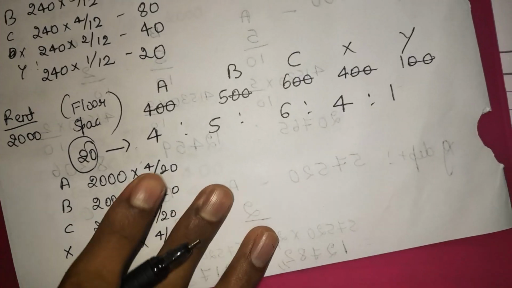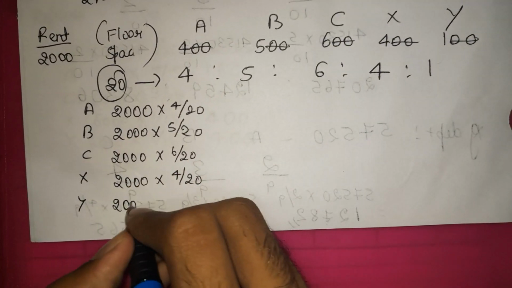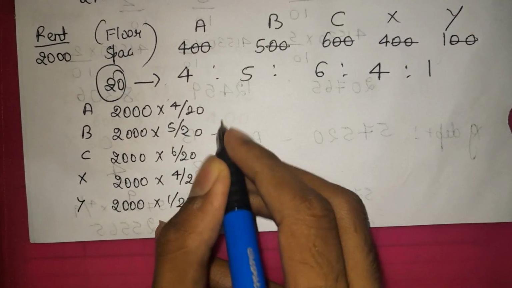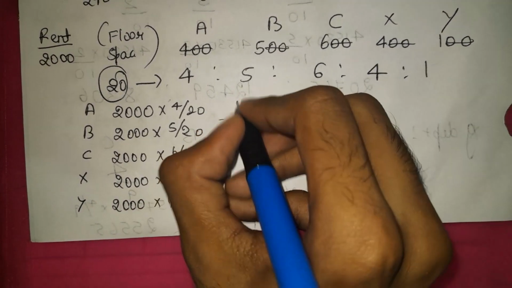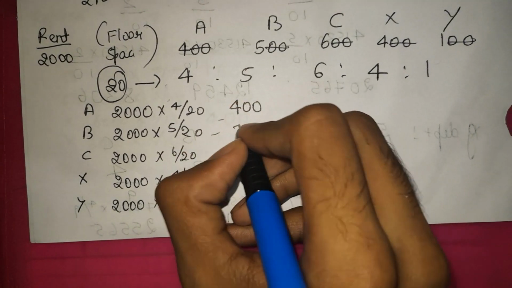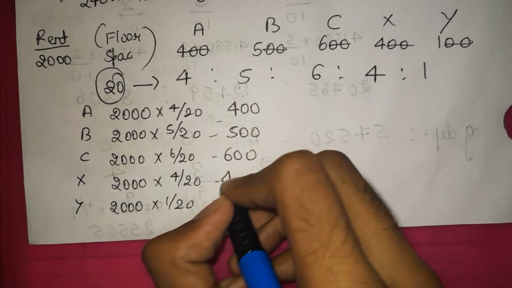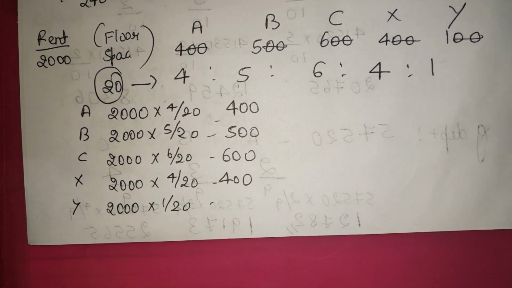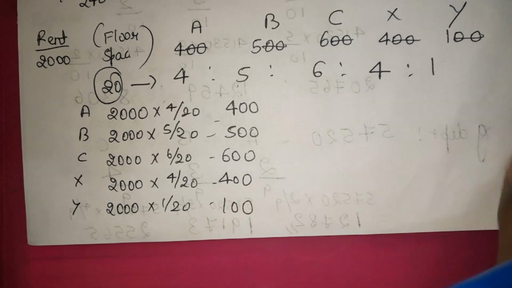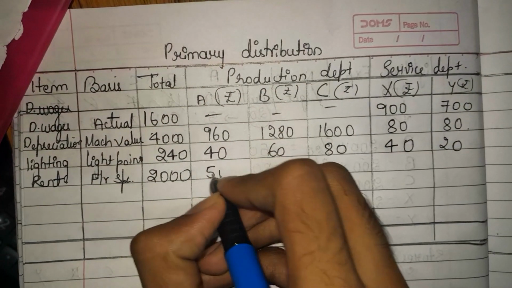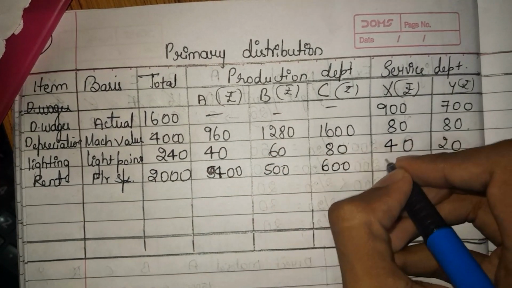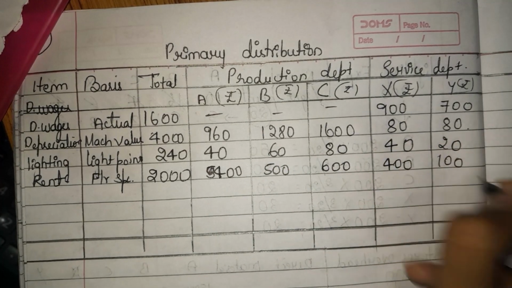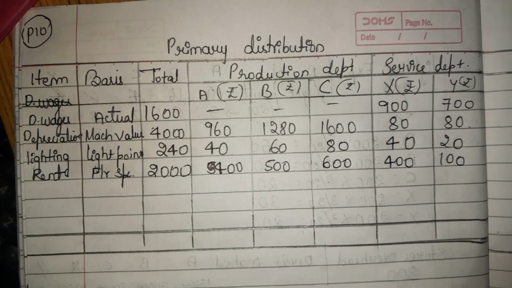And Y also it will be 2000 into 1 by 20. Now 2000 into 4 divided by 20, it will be 400. Next this one will be 500, 600, 400 and 2000 into 1 divided by 20 will be 100. This amount we need to write here. A it is 400, B department it is 500, C department it is 600, X department is 400 and it is 100 is Y department.